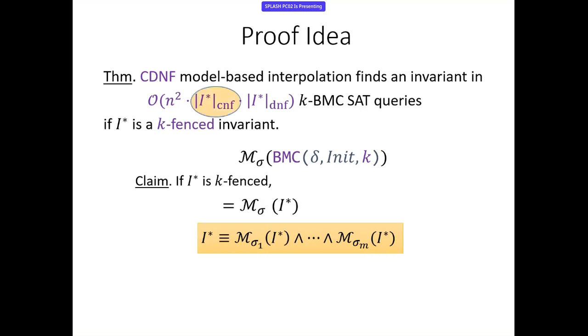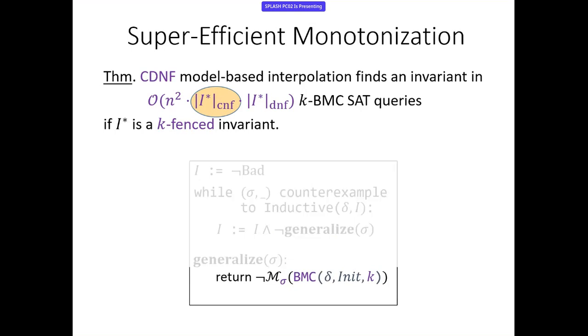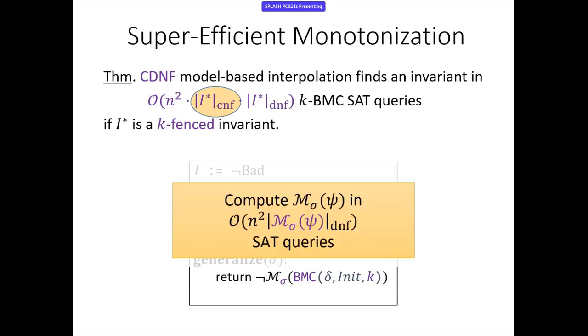And it's possible to show that the number of counterexamples required for this process to actually converge to the inductive invariant, when we have taken enough monotonizations in the conjunction, is bounded by the CNF size of the target invariant. It's really important for the complexity of the algorithm to be able to find the monotonization efficiently, and our monotonization algorithm runs with a number of subqueries bounded by the number of variables squared times the DNF size of the output of the monotonization.